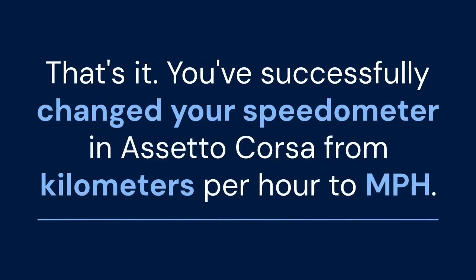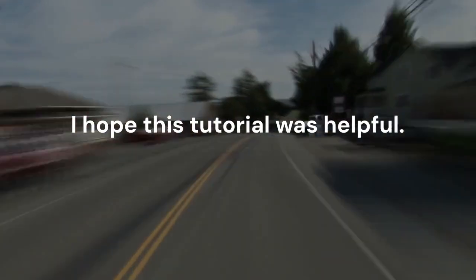That's it. You've successfully changed your speedometer in Assetto Corsa from kilometers per hour to mph. I hope this tutorial was helpful.